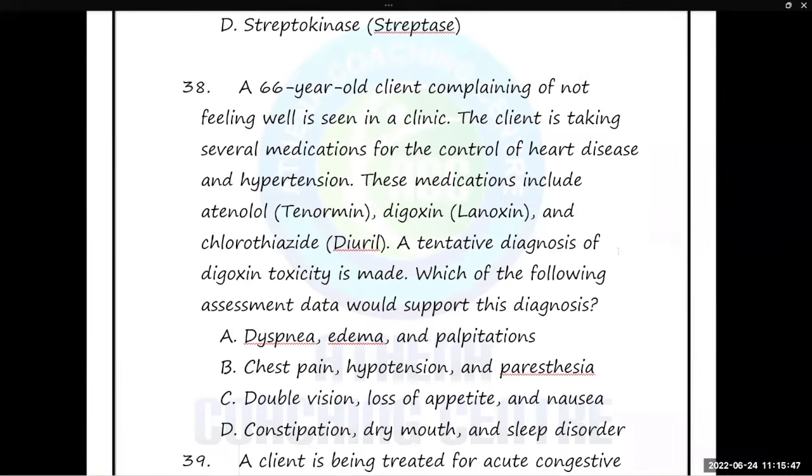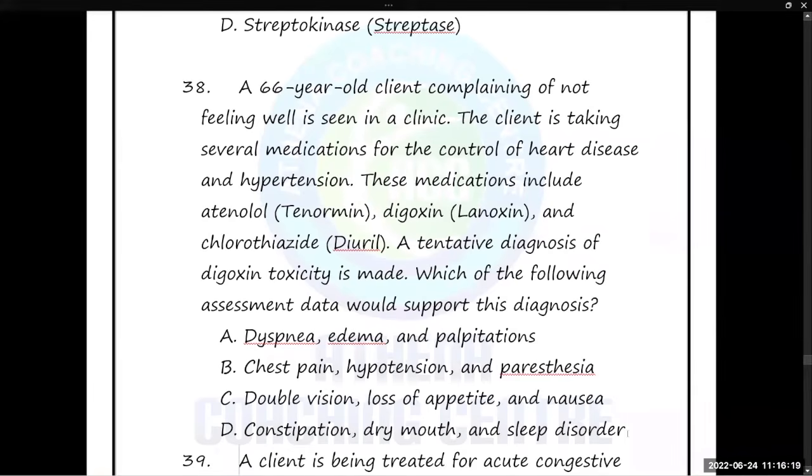A 66-year-old client complaining of not feeling well is seen in clinic, and the client is taking several medications for the control of heart disease and hypertension. These medications include Tenormin, digoxin, and Diuril or chlorothiazide, and a tentative diagnosis of digoxin toxicity is made. Which of the following assessment data would support this diagnosis?